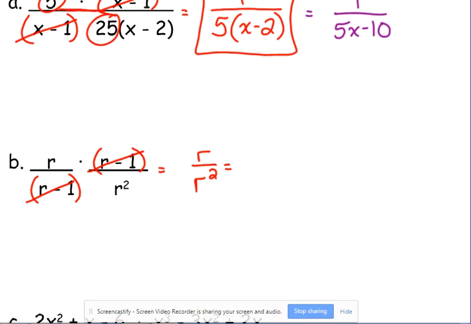And r over r squared, what are the rules when we divide with exponents? We subtract. So that leaves us with 1 over r in the denominator. You subtract and you put them where it was bigger. So 2 minus 1 is 1. It was bigger in the denominator. So it's 1 over r.